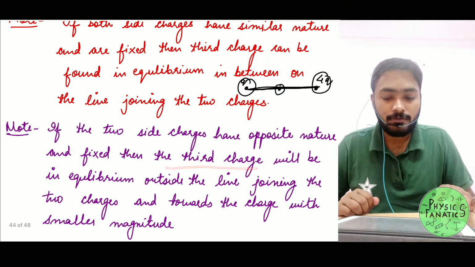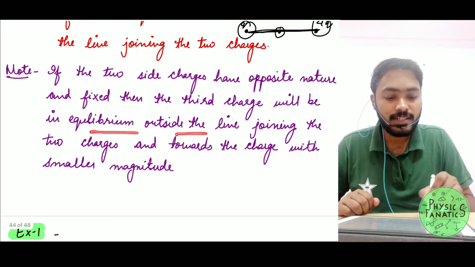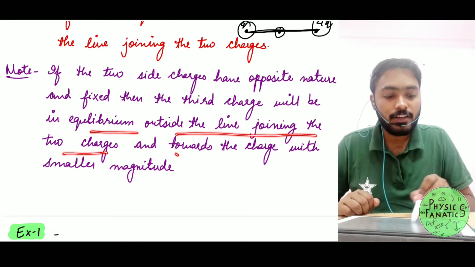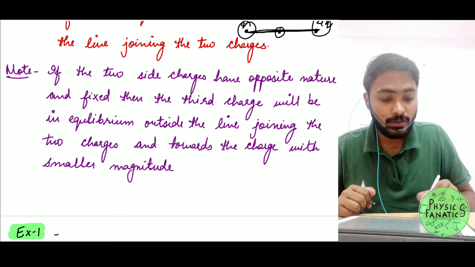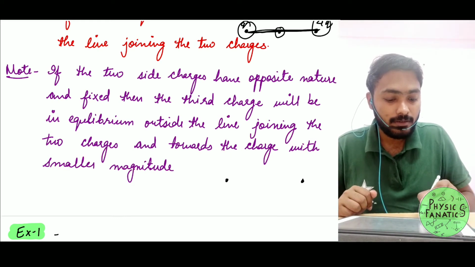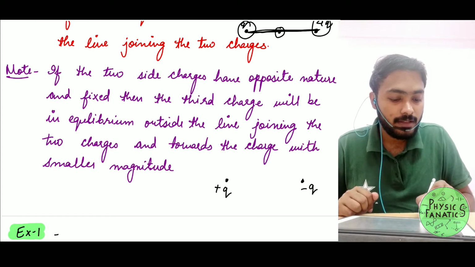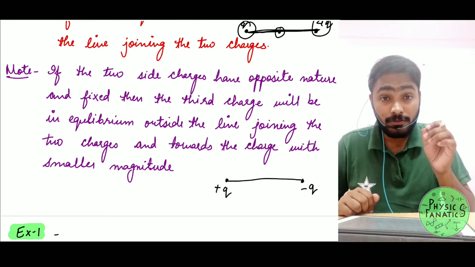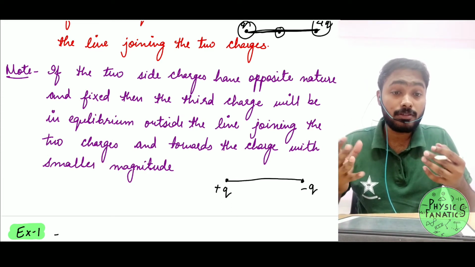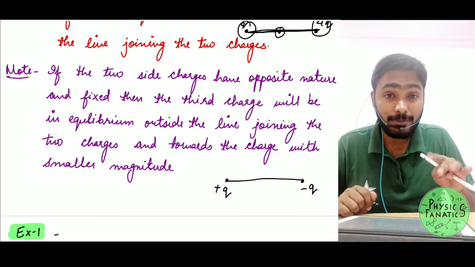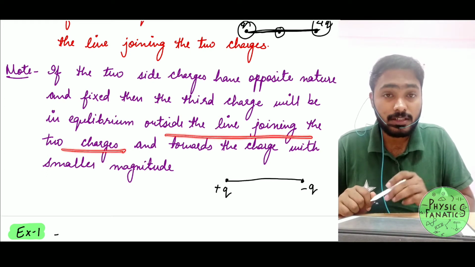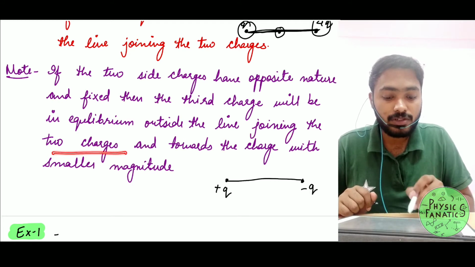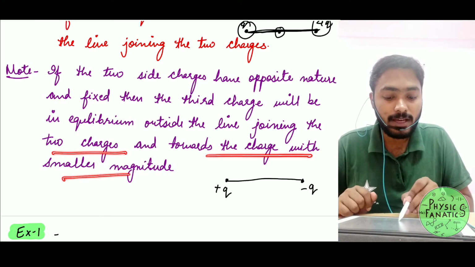The third charge will be in equilibrium outside the line joining the two charges and towards the charge with smaller magnitude. That means if I have two charges, one positive and another negative, then according to our note, I'm going to find the equilibrium position, but this time it will not be in between. It is outside the line joining the two charges, towards the charge with smaller magnitude.